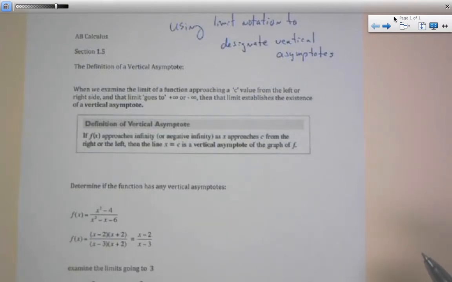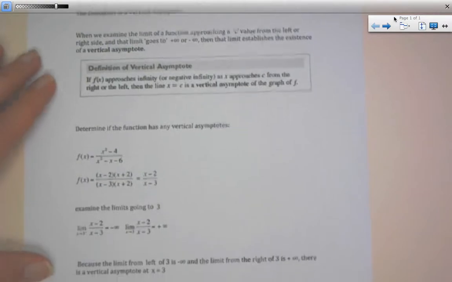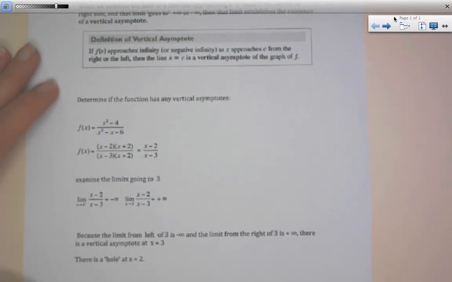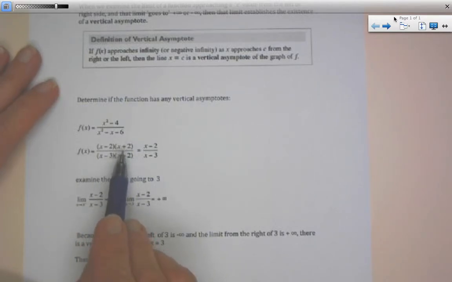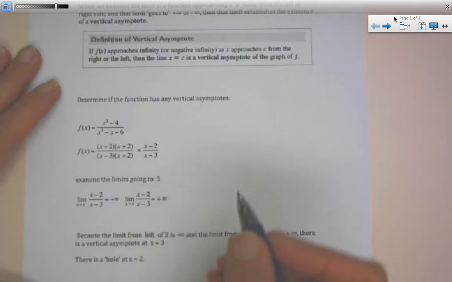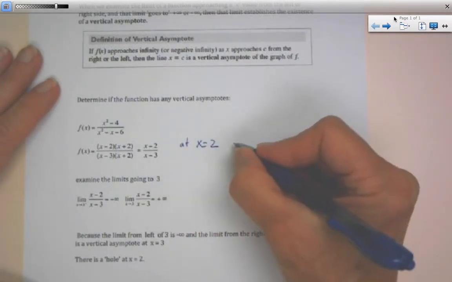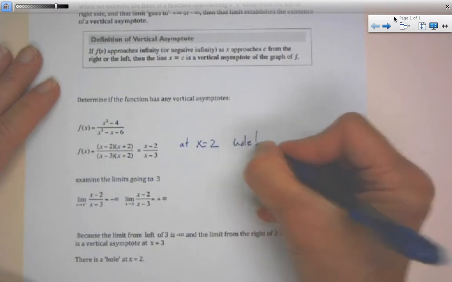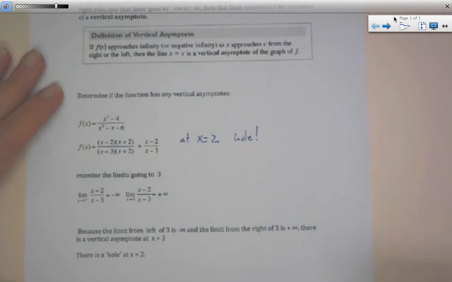Okay, so determine if the function has any vertical asymptote. So if I have this expression, it's a rational function. And you know with rational functions, we must factor first, see if they have any common factors. They have a common factor of x plus 2 and x plus 2. So we know that at x equals negative 2, this graph will have a hole. We can look at that information also, see how that fits in.